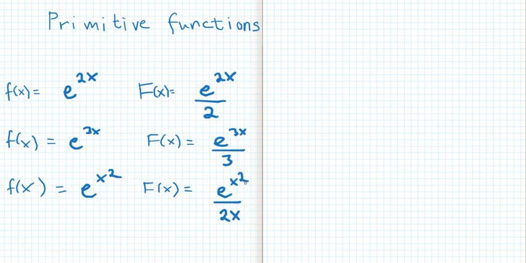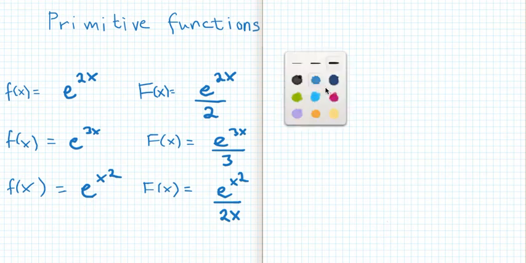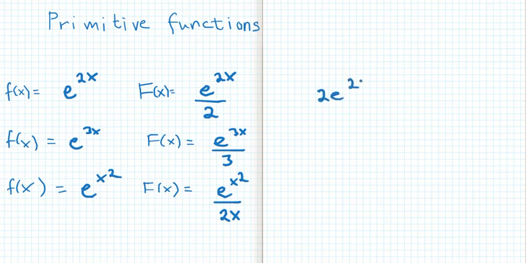Let's check these just to make sure we understand the formula and that it's actually correct. So let's find the derivative of this and see if we get this. Okay, so the derivative of e^(2x) is going to be 2e^(2x), and we have it divided by 2. And here we're going to cross out the 2's. That's it. So we're left with e^(2x), and that's the function. So this is correct.